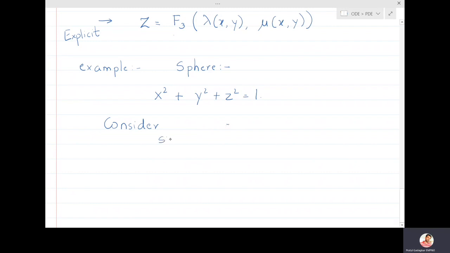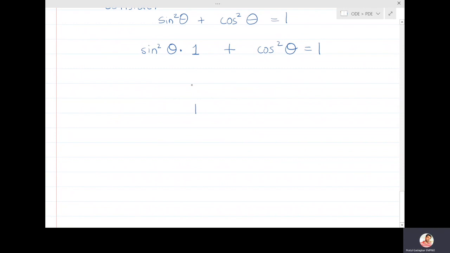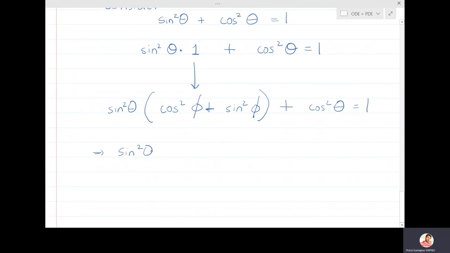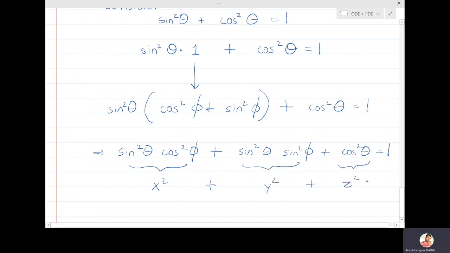Okay, so let me write that first, sine squared theta plus cos squared theta is 1, and this I will further modify like this: sine squared theta into 1, plus cos squared theta is 1. And this 1 I will write as cos squared phi plus sine squared phi, that is also 1, plus cos squared theta as it is. So from this I get that sine squared theta cos squared phi plus sine squared theta sine squared phi plus cos squared theta is equal to 1. So this suggests that this is of the form x squared, this is of the form y squared, and this is of the form z squared, and that is equal to 1.